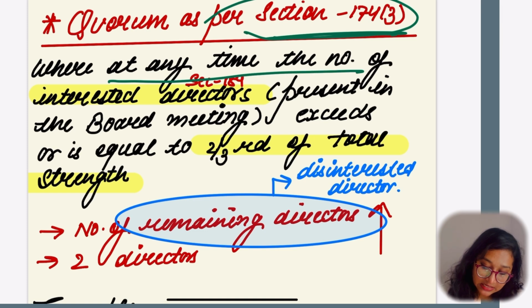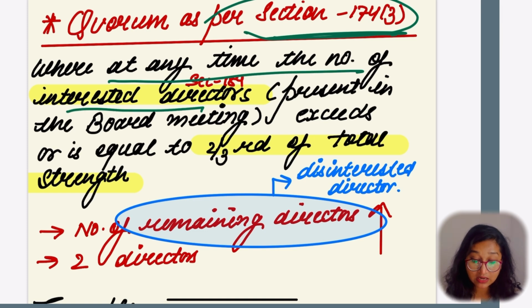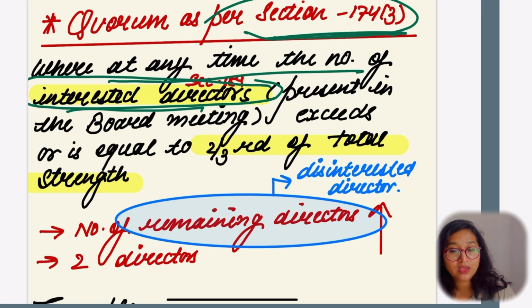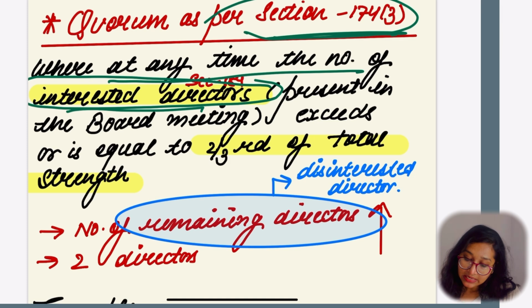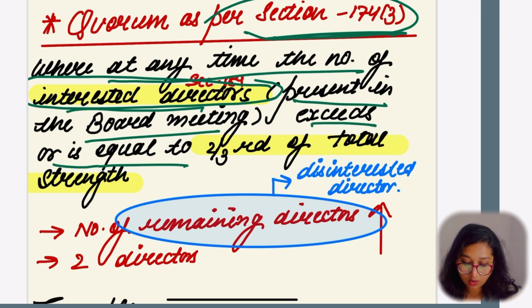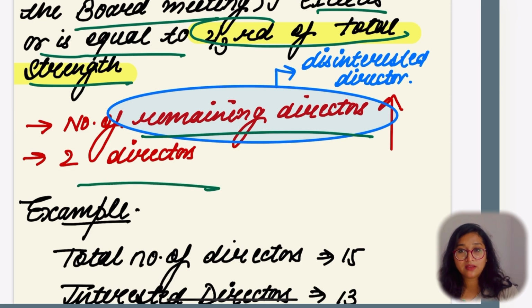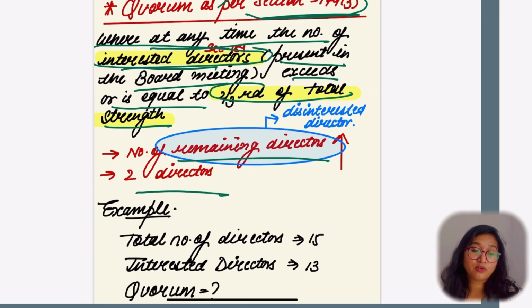Where at any time the number of interested directors is mentioned. There is something new to us. What is this interested director under section 184? We'll read this, but not in this lecture. So where at any time the number of interested directors present in the board meeting exceeds or is equal to 2/3 of total strength, in that case the number of remaining directors or 2 directors, whichever is higher, is going to be the quorum of that board meeting.